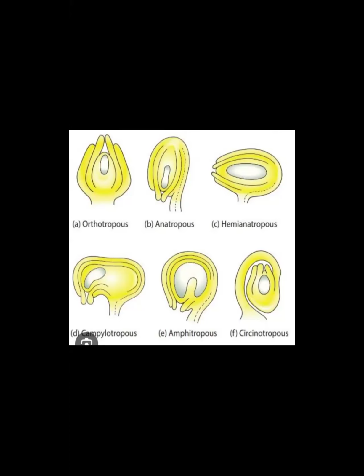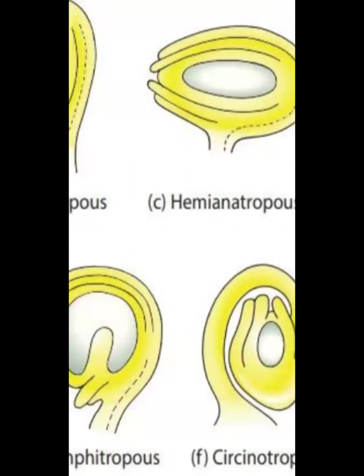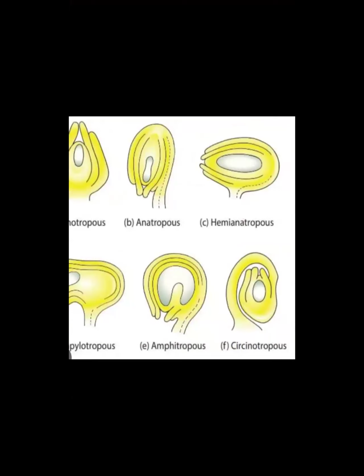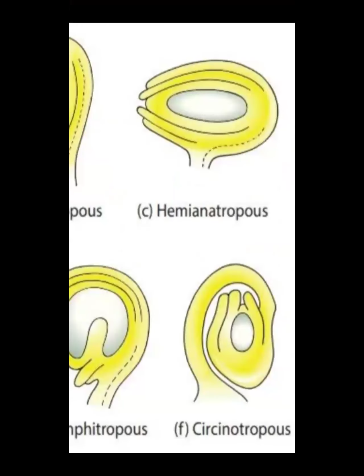We are coming to the last one, that is the circinotropous. See here, when we hear horseshoe shaped, we should remember amphitropous. Okay, so the last one is the circinotropous ovule.